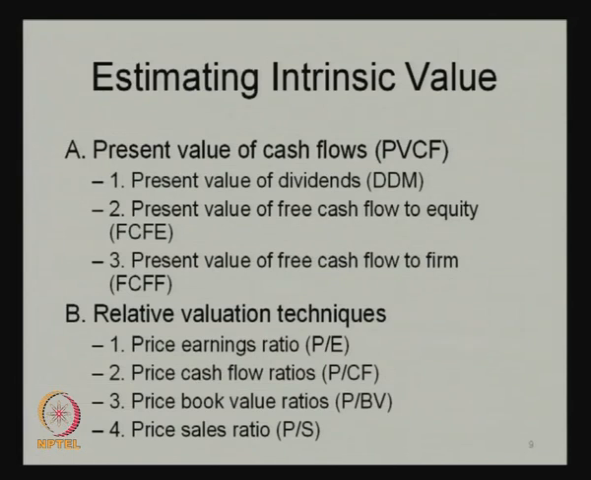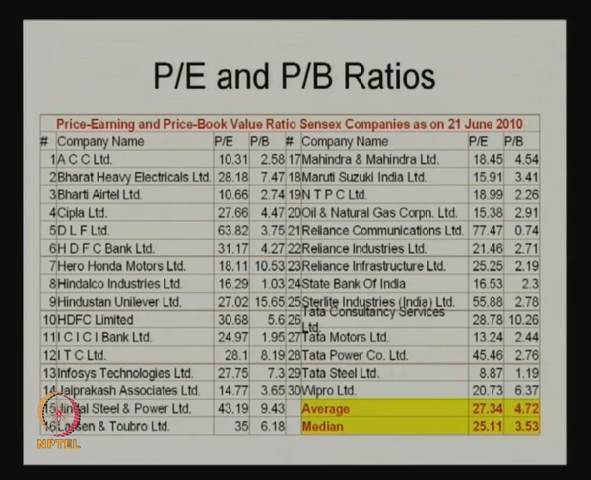Then we can have an example here. We have taken the price earning ratio and price to book value ratio of Sensex based companies as on 21st June 2010. This is on a single day. So, obviously, it may have certain problems, because on that particular day, 21st June, the market may be booming, or the price of the shares may be very high or very low. So, it is better to take the average share price and divide it by earnings per share or book value per share.